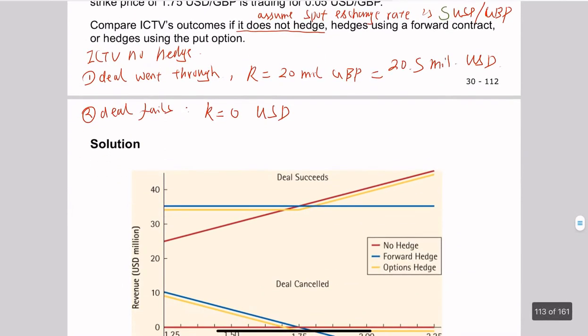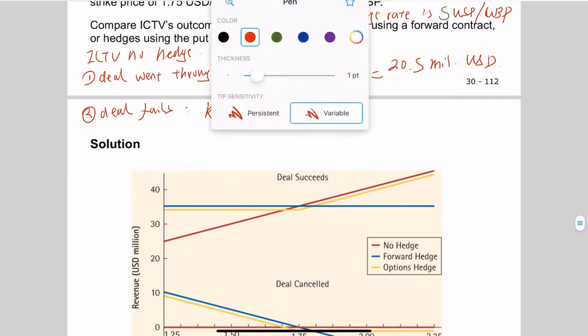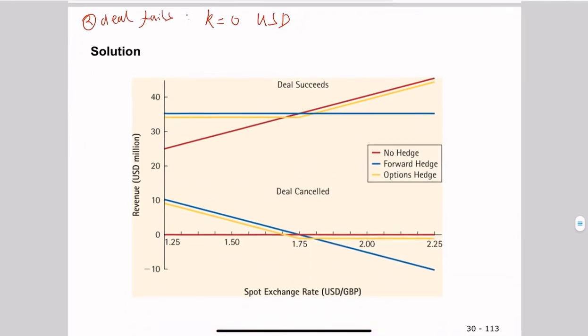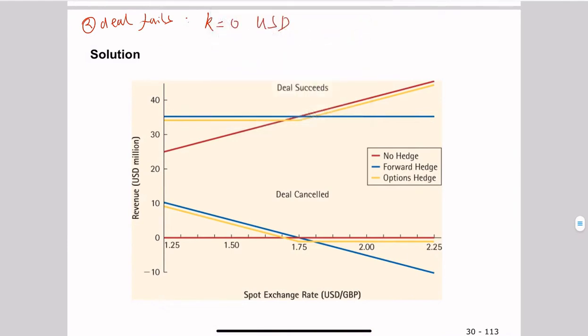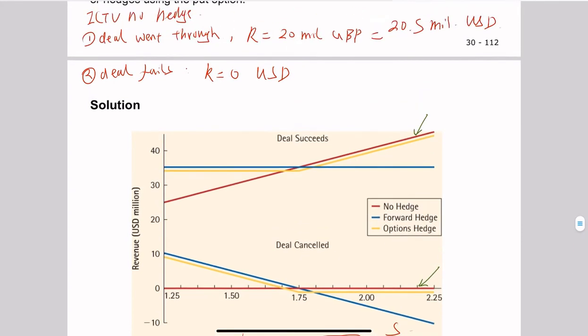So we can draw this result in this picture. Here, the horizontal axis is spot exchange rate S, and the vertical axis is the firm's revenue denominated in US dollars. And the red lines give us the no hedge case. And the red line on the top gives us the case when the deal went through.